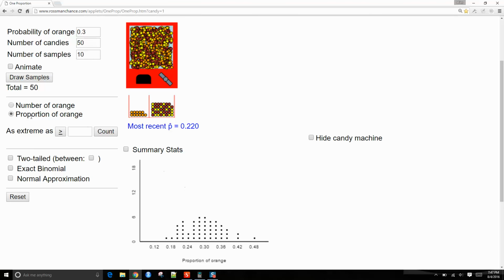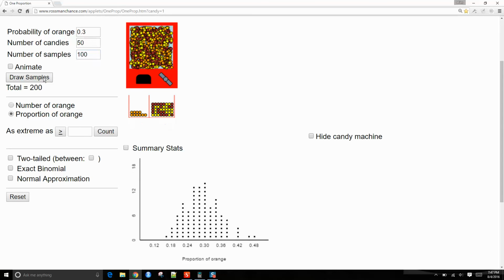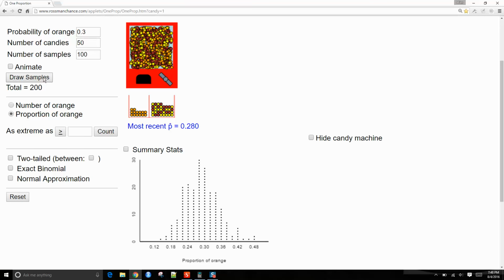So at this point, I've taken 50 samples of 50 candies, and every time I've counted how many are orange, and I'm creating a dot plot. There's one time I got 48% orange, okay? All right, this is after 100. We're starting to see a pattern emerge. So this is after 300 samples, okay?